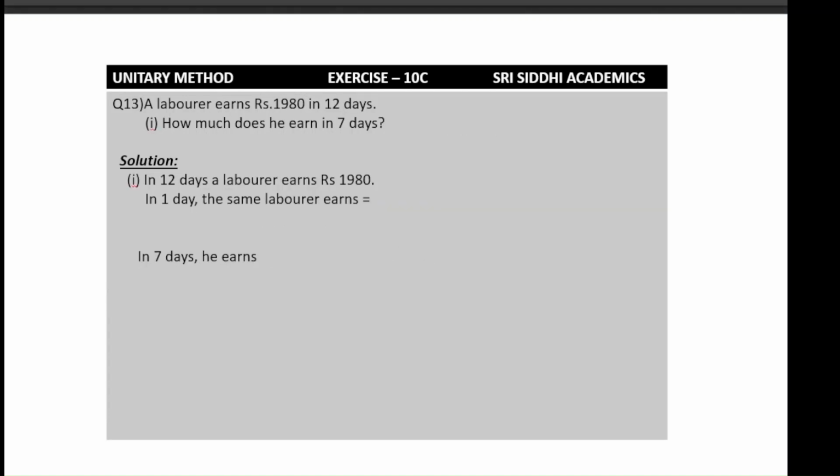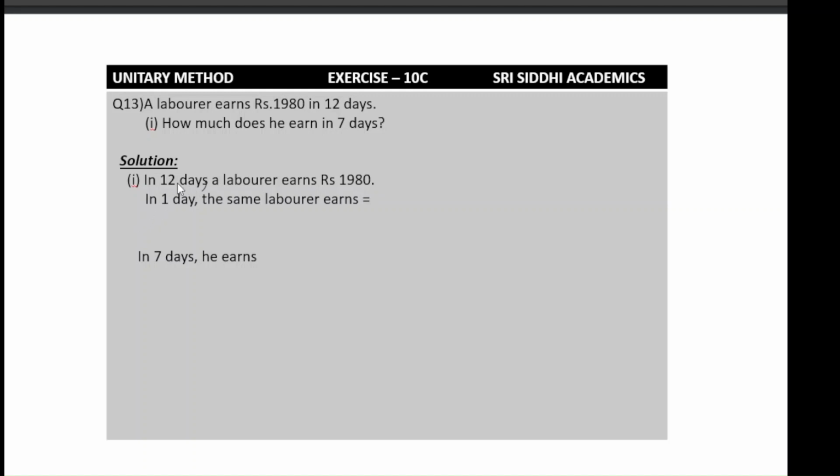So the question number 13 I have chosen. We will do this one. A laborer earns rupees 1980 in 12 days. Okay. So bit 1 question says how much does he earn in 7 days? So I have written the given statement as it is given in the question. In 12 days, a laborer earns rupees 1980. Here I have tweaked actually. I have written 12 days first and then rupees 1980 at the end.